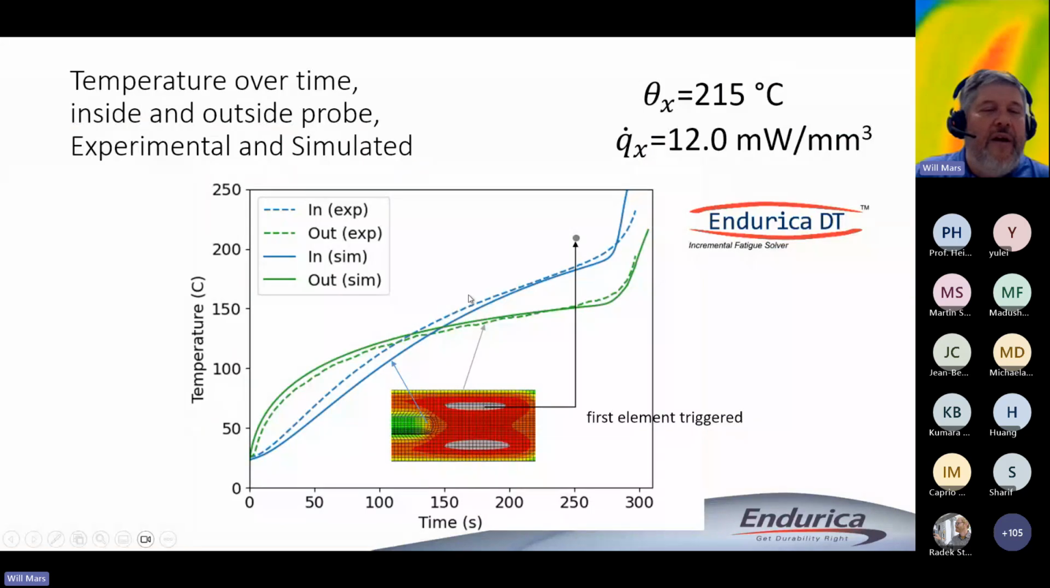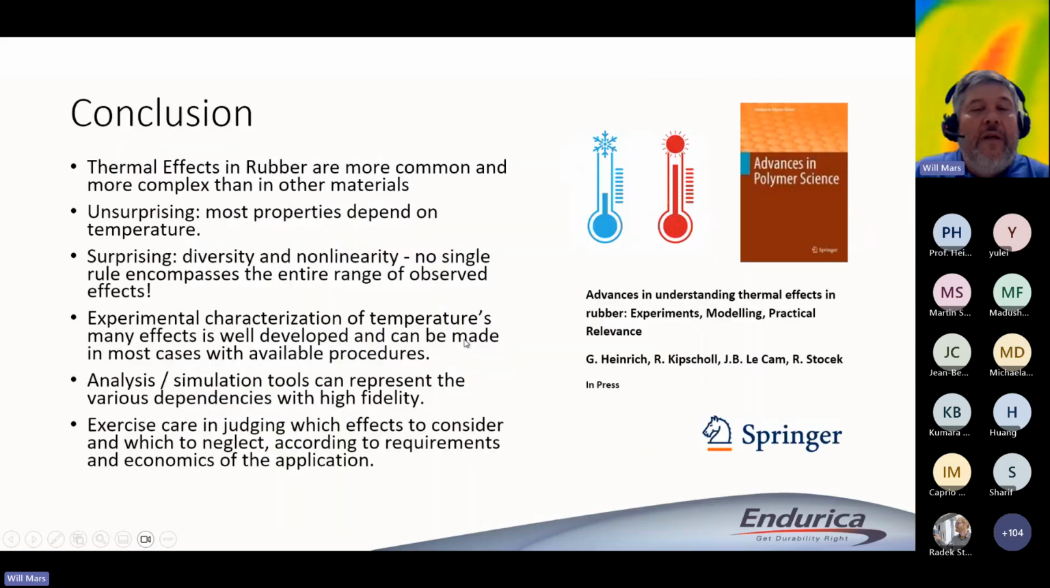And then here's the plot of internal and external temperature versus time. The dotted line is the experiment. The solid line is the simulation. And you can see now we're capturing not only the general trends overall, but we're also capturing the upturn at the end. So anyhow, that's where I'll stop for today.